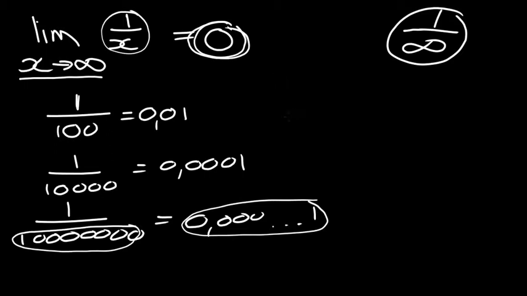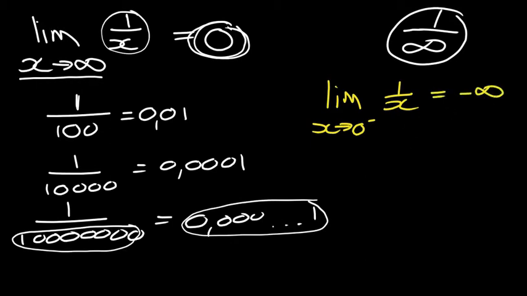Let's look at another limit that you will also come across, and I'll just use a different color here. Let's say you have the limit as x approaches 0 from the negative side of 1 over x. The answer is negative infinity.